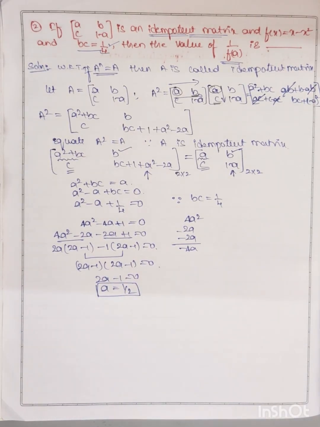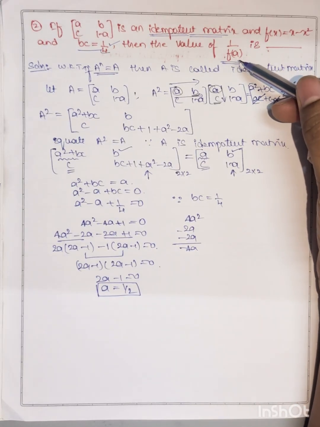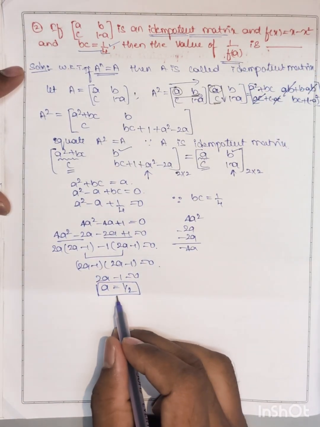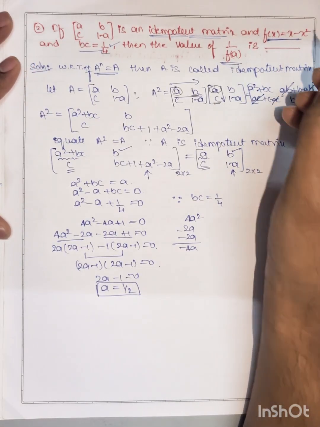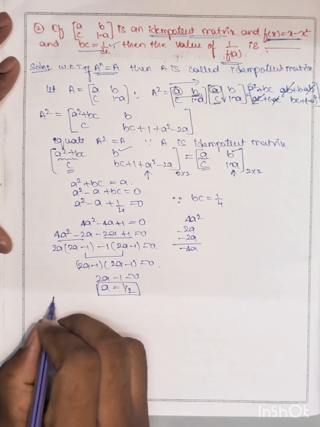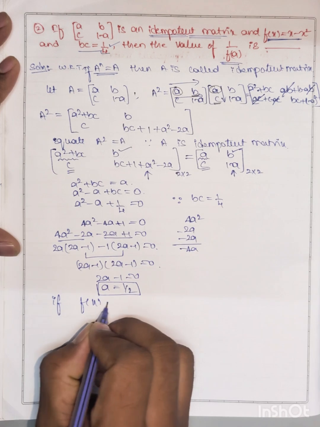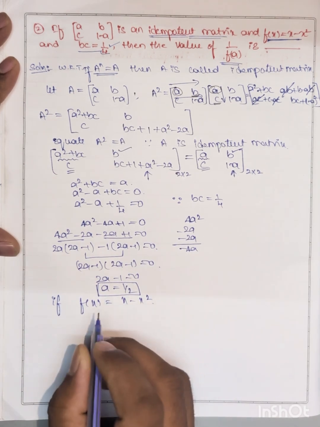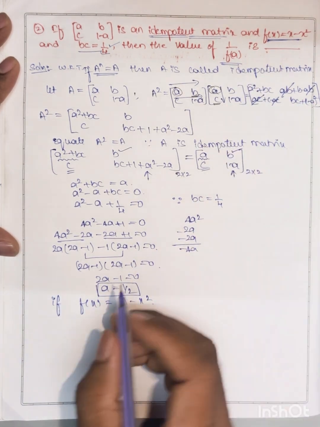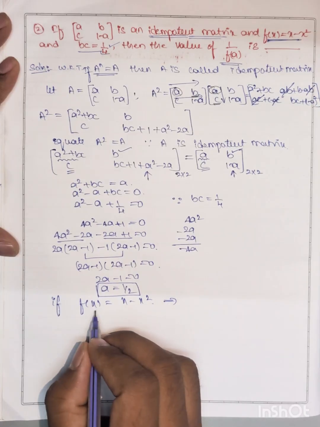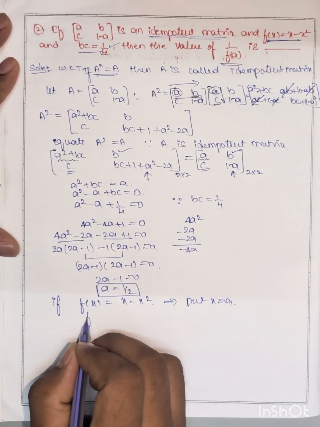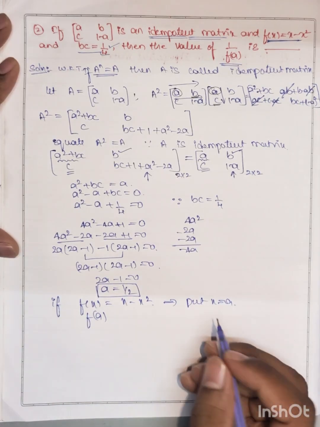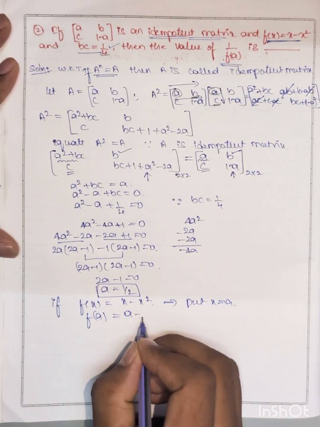What is our intention? Our intention is to find the value of 1 divided by f of A. However, you found the value of A. Substitute this in the given equation. What is the given equation? f of x is equal to x minus x square is given. If f of x is equal to x minus x square, then substitute the value of A. To find the value of f of A, just replace the value of x by A. Put x is equal to A so that we will get f of A. f of A is equal to A minus A square we will get.